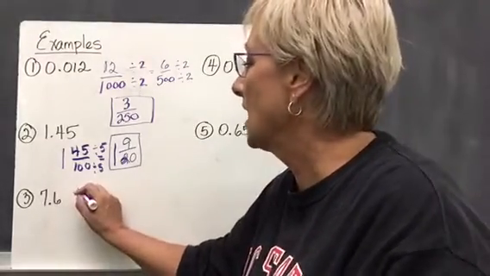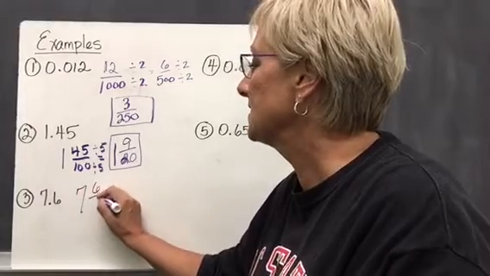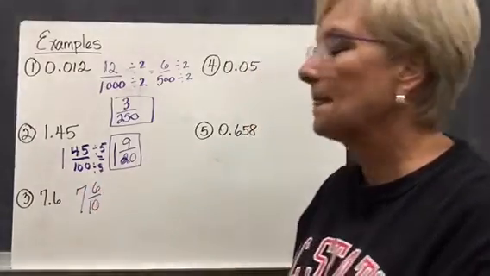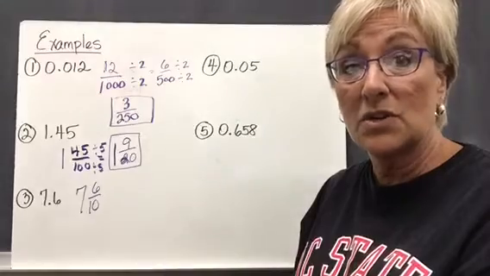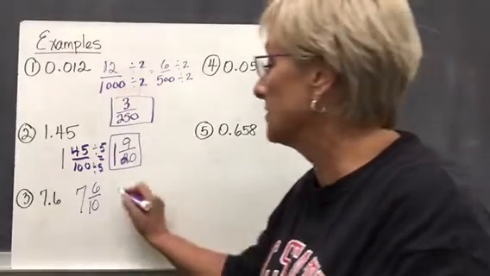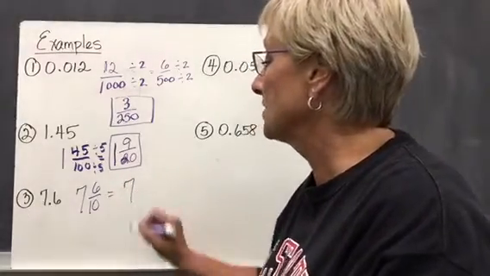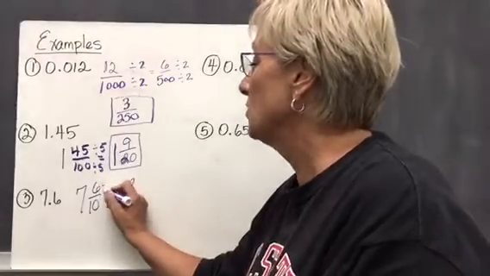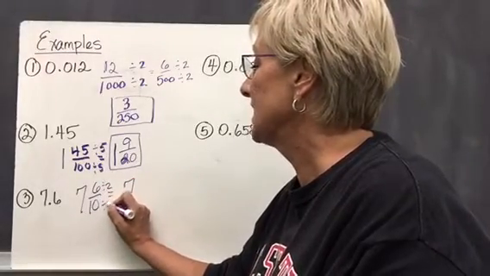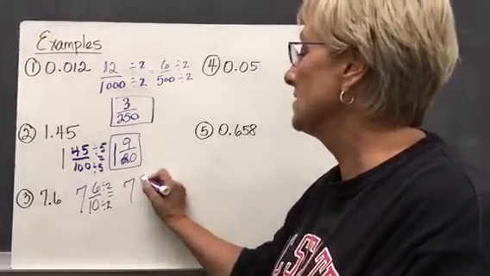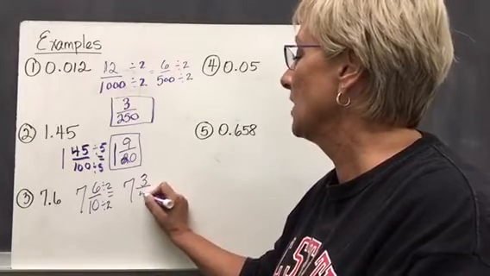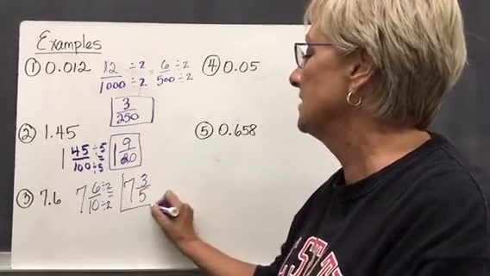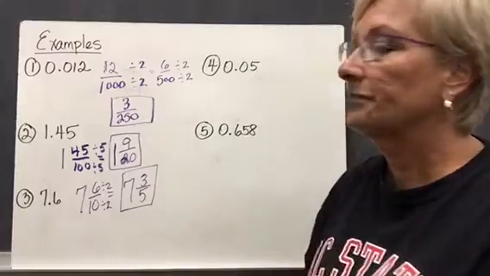Again, I've got 7 and 6 tenths. So I'm going to write it as 7 and 6 tenths. Okay? I know 6 tenths can be reduced because they are both even numbers. So I'm going to write my whole number 7 down. I know that 2 will go into both of 6 and 10 evenly. So this will be 7 and 3/5. And that is in its reduced form.